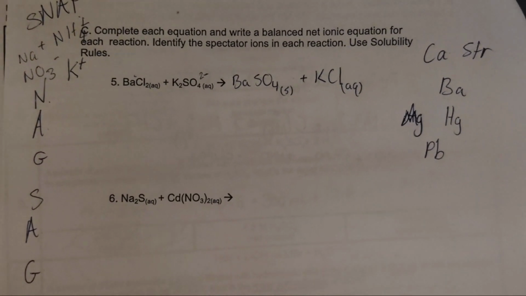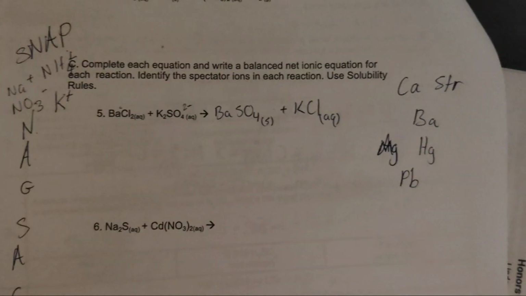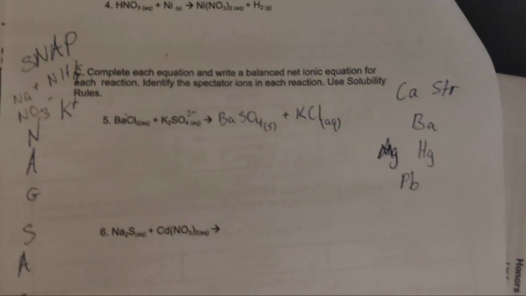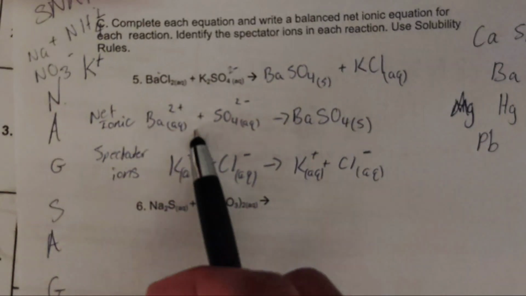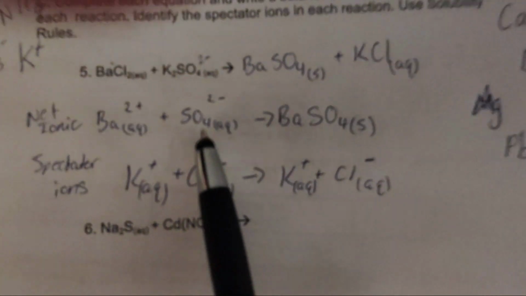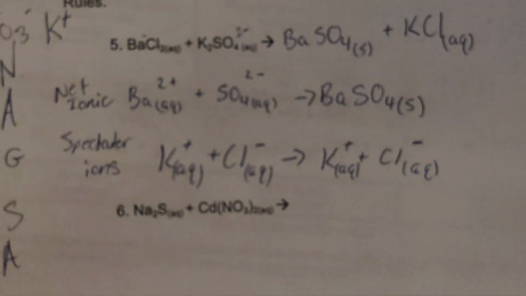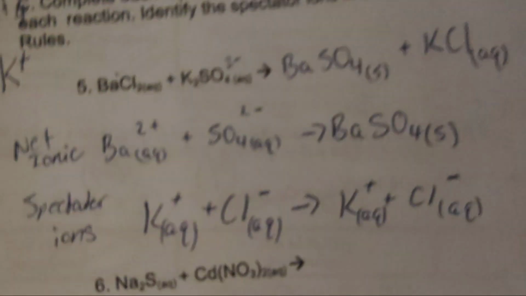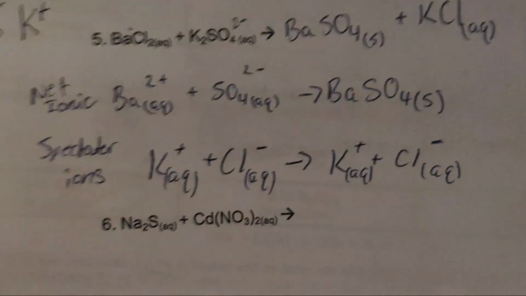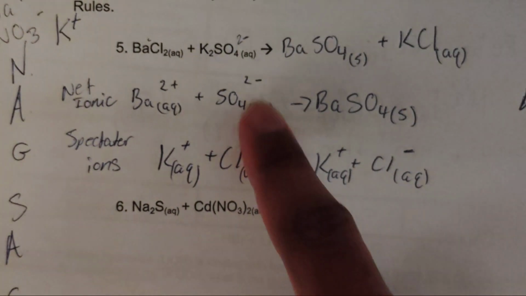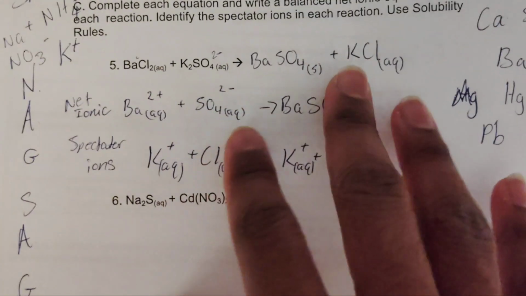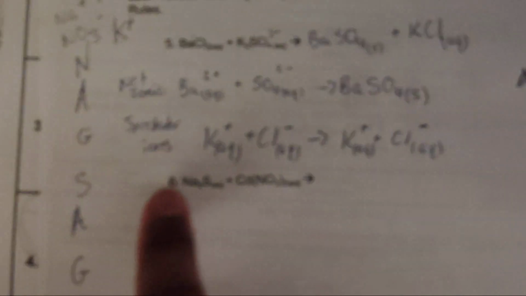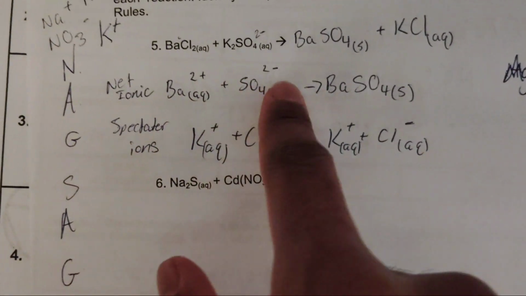Now we're going to do the spectator ions and the net ionic equation. I'm going to write those down and then explain it afterwards. All right, I'm back. The net ionic equation would be barium 2 plus aqueous plus sulfate, SO4 2 minus aqueous, which yields barium sulfate as a solid, because it's not soluble, so it doesn't dissociate or ionize.